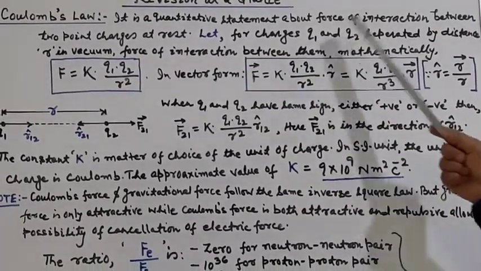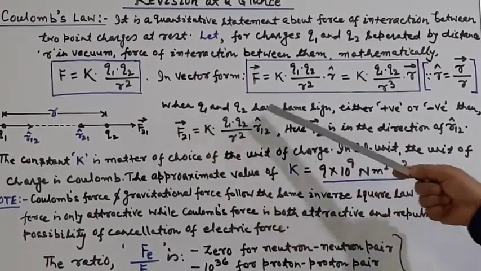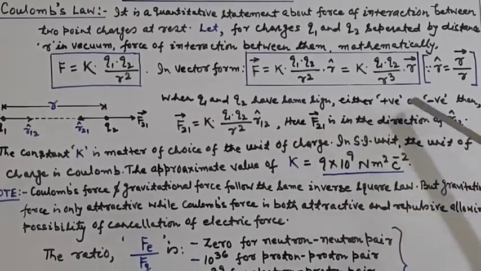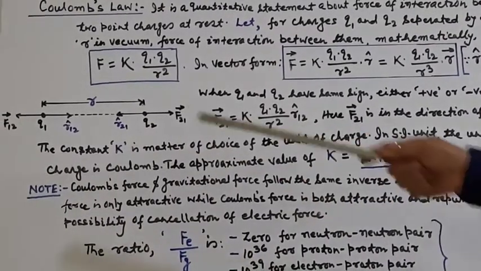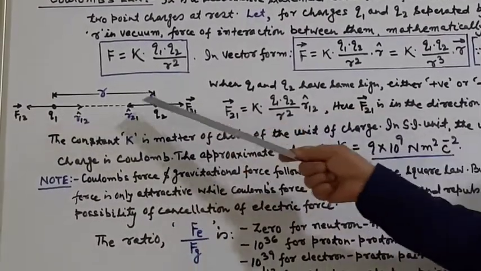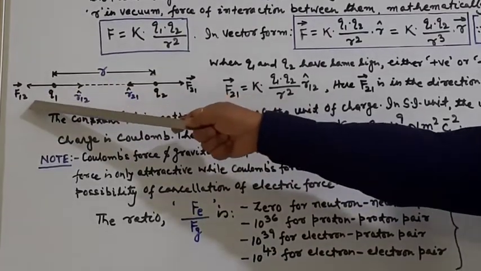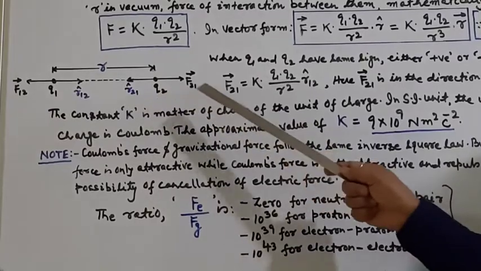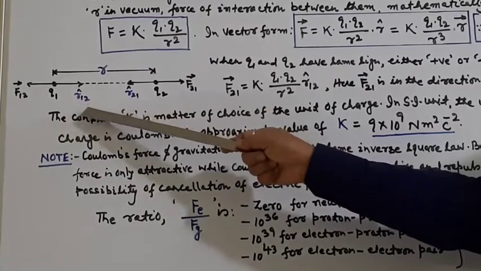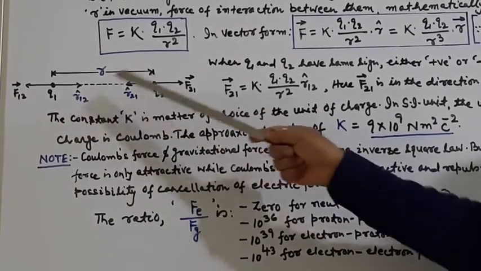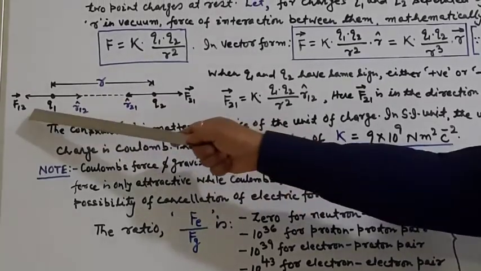But suppose Q1 and Q2, whether positive or negative, anyone we have mentioned over here, when Q1 and Q2 have the same sign, either positive or negative, then how can we write the separate force on one charge by the other? Follow this formula. Here Q1 and Q2, two charges are separated by a distance r. F12 is the force on charge Q1 by Q2. F21 is the force on charge Q2 by Q1. And here the unit vector R12 will represent the direction of force F21, and the unit vector R21 will represent the direction of vector F12.